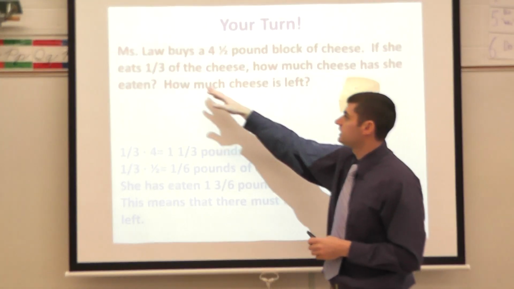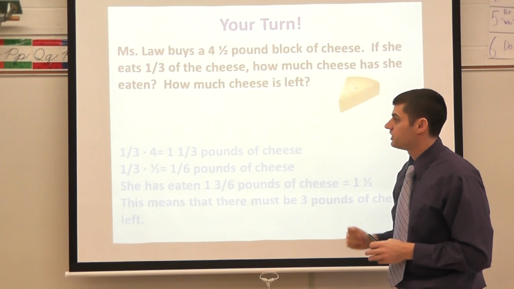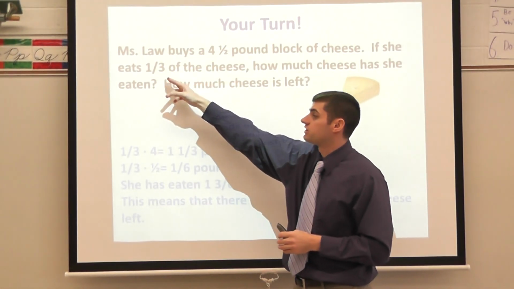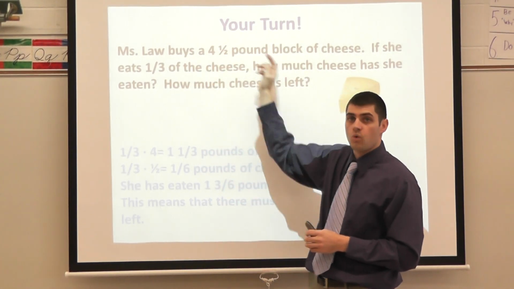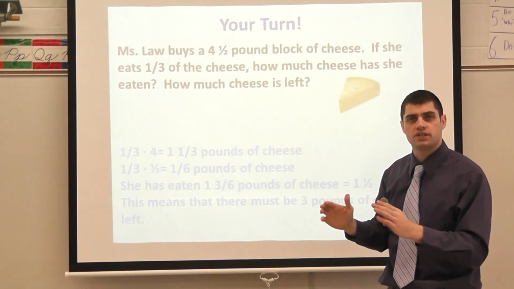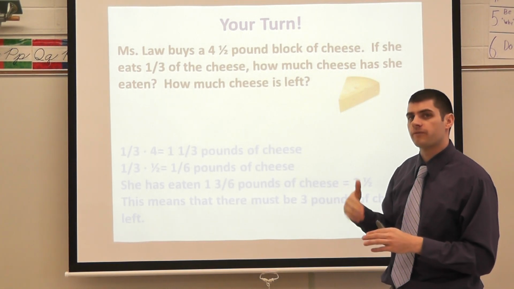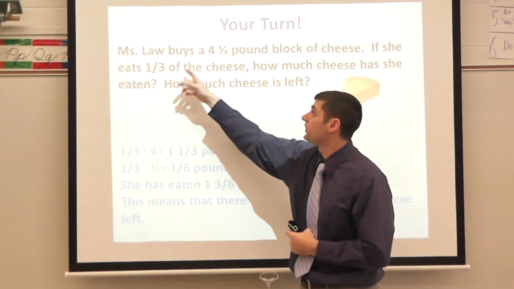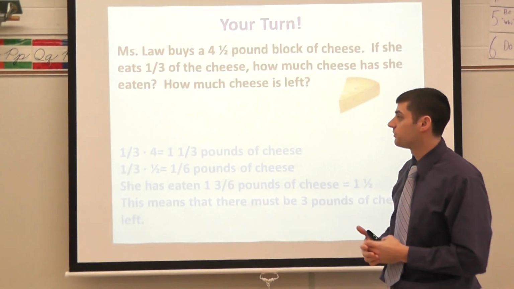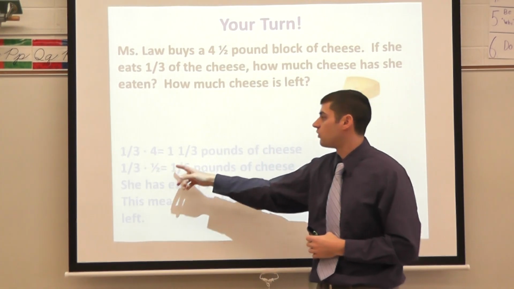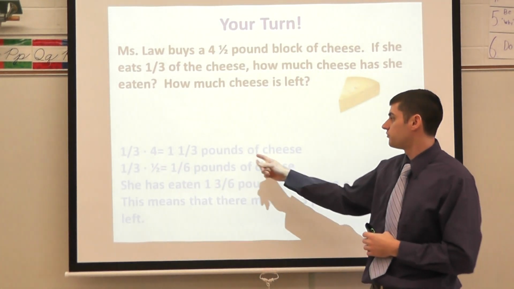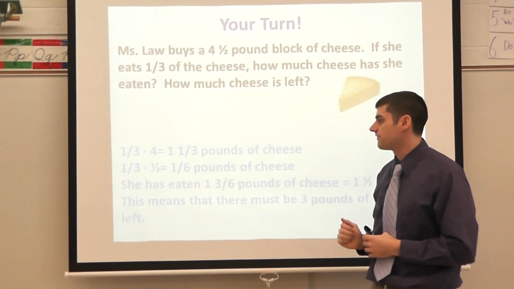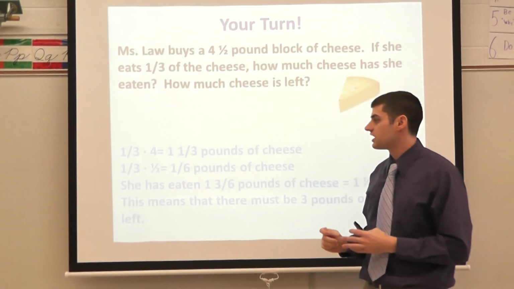I know that if she's eaten 1/3 of the cheese, I'm going to distribute my 1/3 to the 4 and my 1/3 to the half, because it's 1/3 of 4.5. And again, it's not every time we see "of," but "of" is a key word for what? That's right, multiplication. So it's 1/3 of 4.5, so I'm going to use multiplication. 1/3 times 4 is going to equal 1 1/3 pounds of cheese. Again, I kept my unit on here. 1/3 times 1/2 is going to equal 1/6 pounds of cheese.